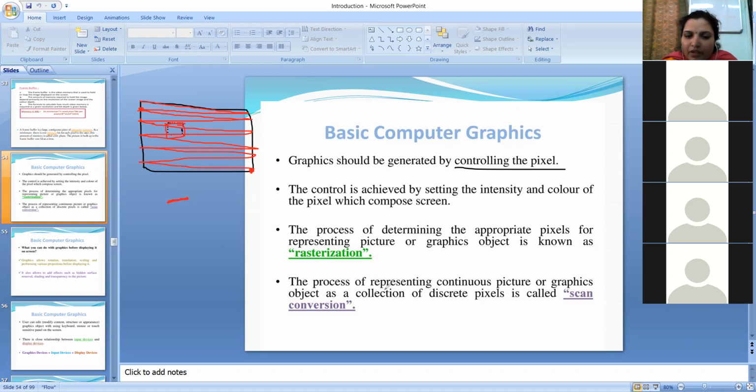So here, representing a continuous picture as a collection of discrete pixels is called scan conversion. So this method is known as scan conversion. So these are some more concepts of computer graphics, that is rasterization and scan conversion. Then we will see what is horizontal and vertical retrace.